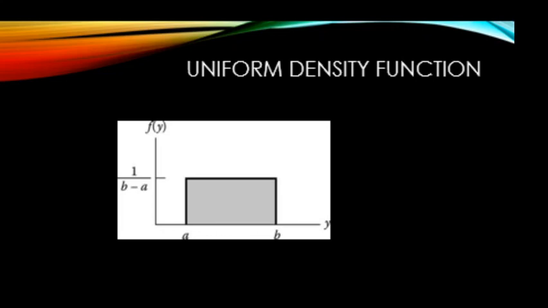So this is what the uniform density function looks like. This function is true between a and b, and it is constant. The probability here is constant for the values between a and b. So the total area under this rectangle is 1, and the height is 1 over b minus a.